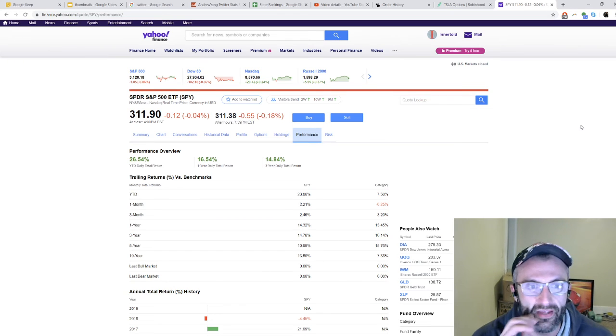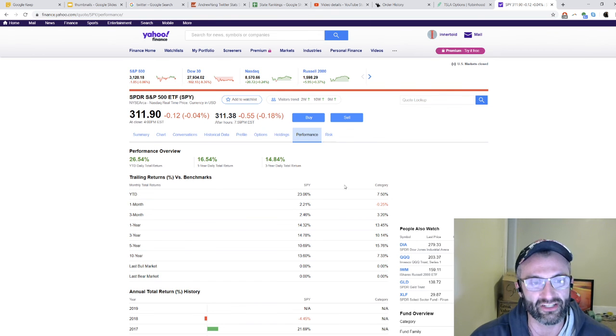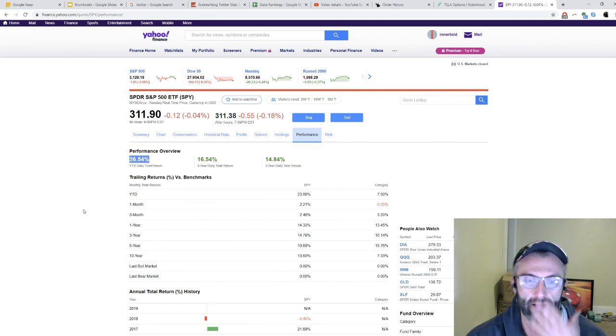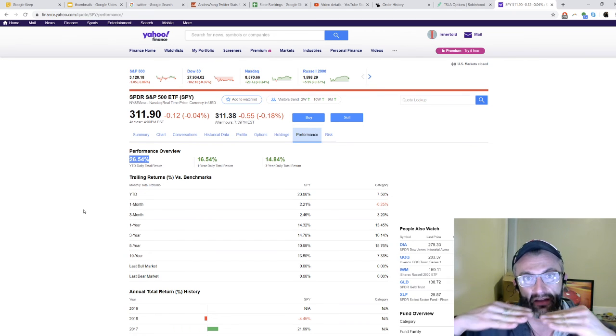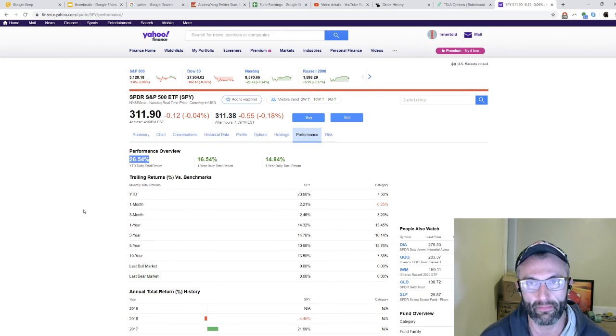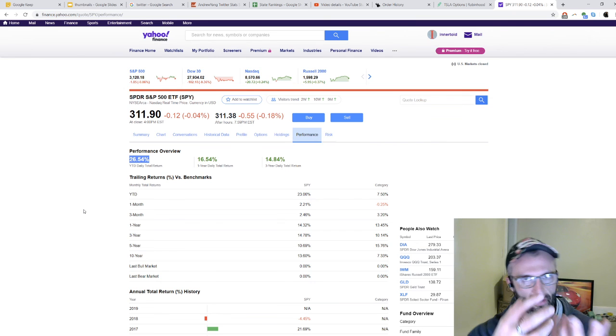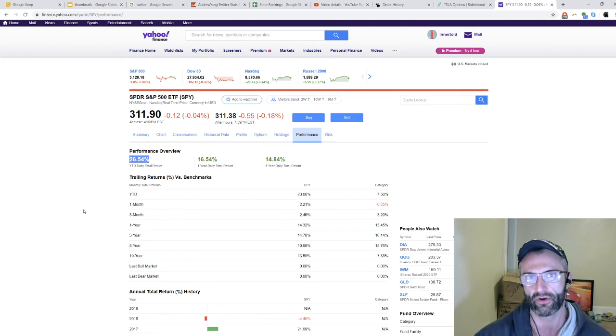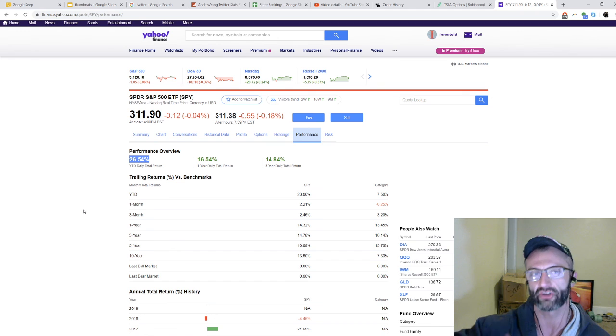But anyways, I appreciate you guys. Check this out. The SPY, which is the S&P 500, returned over the last year 26%. So I've almost doubled the S&P 500 index in terms of total return. Now, clearly, that's not an apples to apples comparison because I have options in my portfolio. But it is an interesting benchmark to compare to from a return standpoint to see how I'm actually performing.